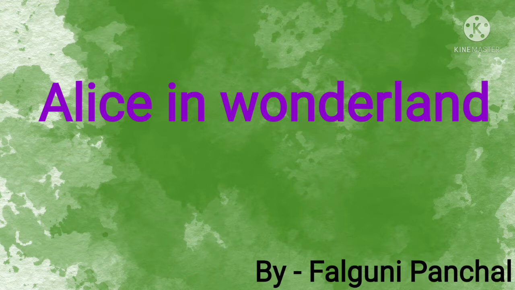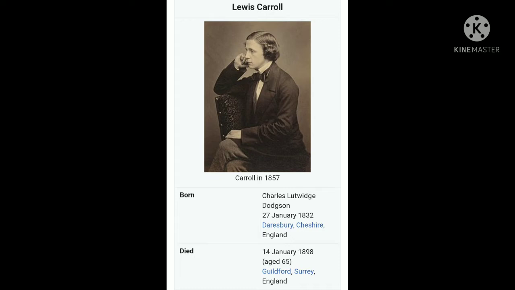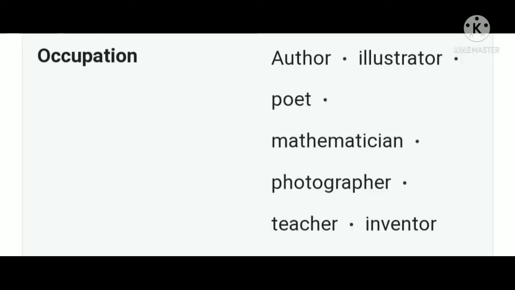Today we will read and understand the lesson that is Alice in Wonderland. So be ready. This lesson is written by Lewis Carroll. The novel Alice's Adventures in Wonderland was written in 1865. It tells about a young girl who falls through a rabbit hole into Wonderland, populated with peculiar and human-like animals. Lewis Carroll was born in England on 27 January 1832. His full name is Charles Lutwidge Dodgson. He died on 14 January 1898. His occupations were author, illustrator, poet, mathematician, photographer, teacher, inventor, etc.